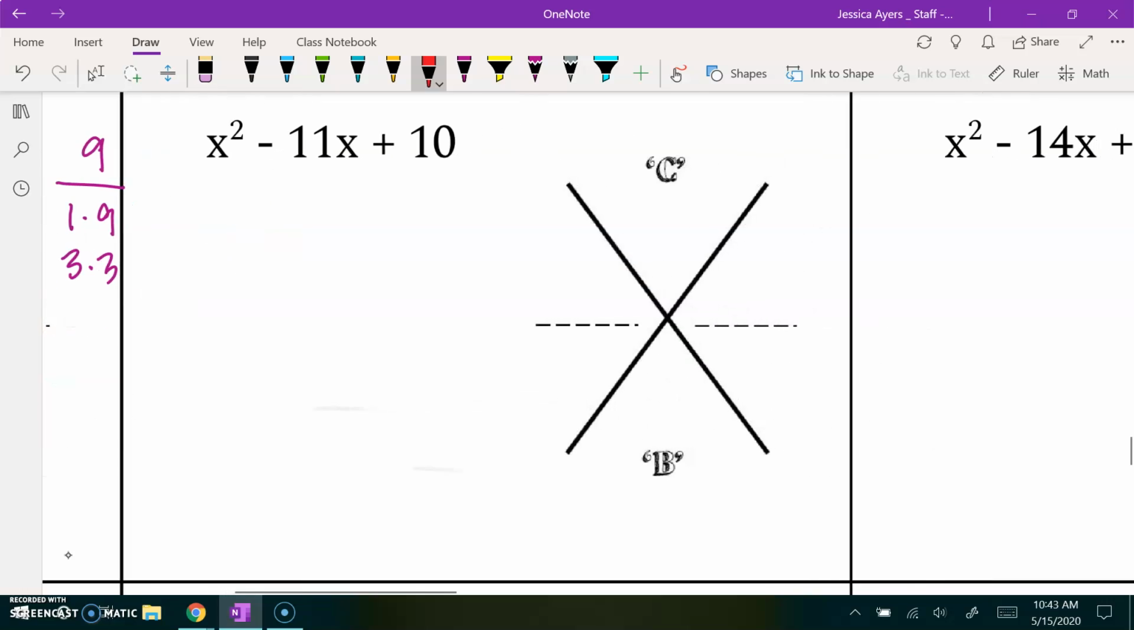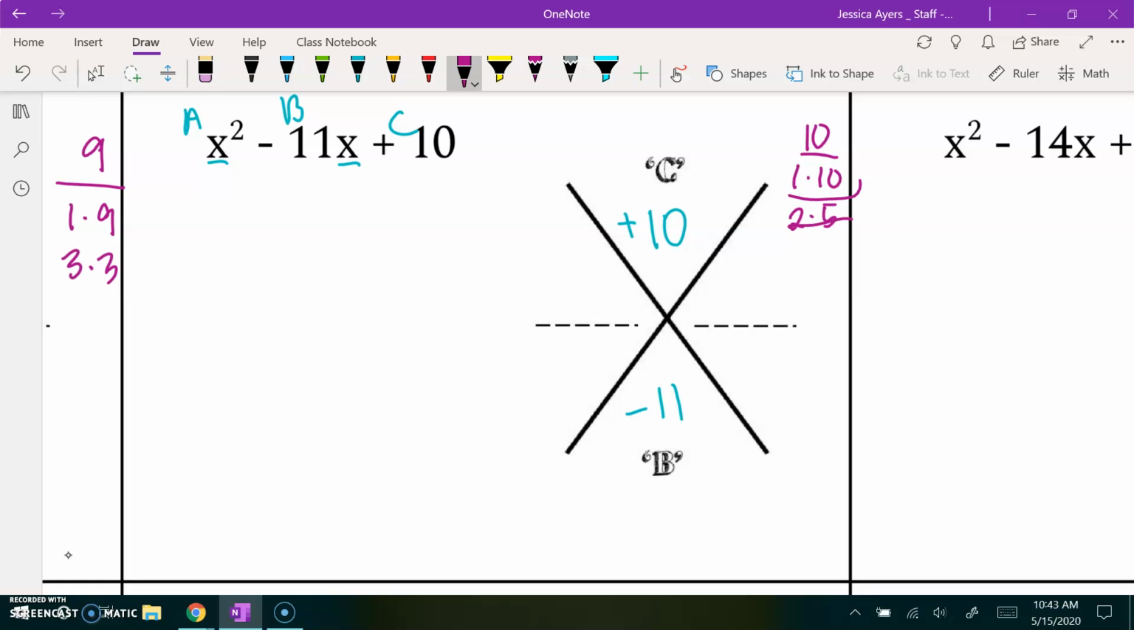So let's take a look at this next example. We see that A is 1, B is negative 11, and C is positive 10. So we're going to put a positive 10 up here and a negative 11 down here. Notice when I put it into my X puzzle, I don't actually worry about the X's. Those are taken care of in our shell. Now we look at our factors of 10. So we have 1 times 10 and 2 times 5. Well, 2 and 5 make 7, so we know they're not there. So we know it's got to be 1 and 10.